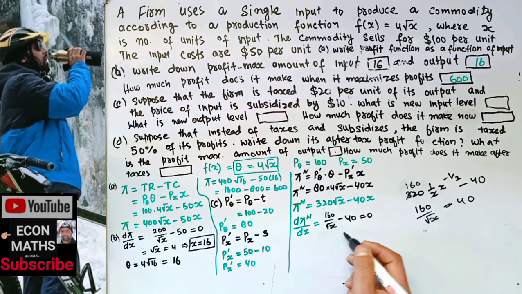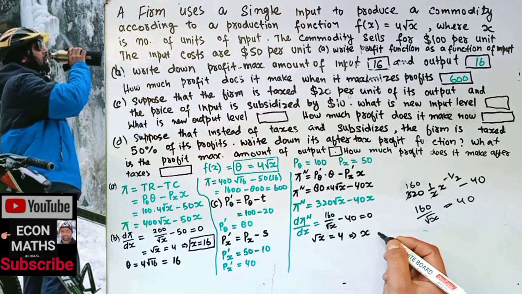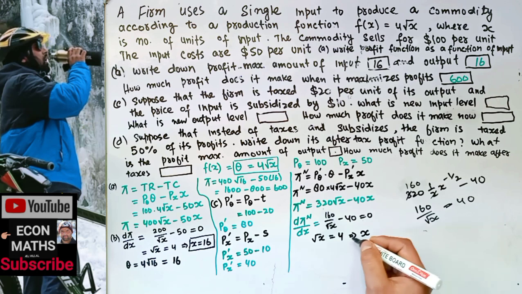Solving for X, under root X will be equal to 4, since 160 upon 40 is 4, which implies the profit maximizing input will be equal to 16. So our profit maximizing input will again be equal to 16.